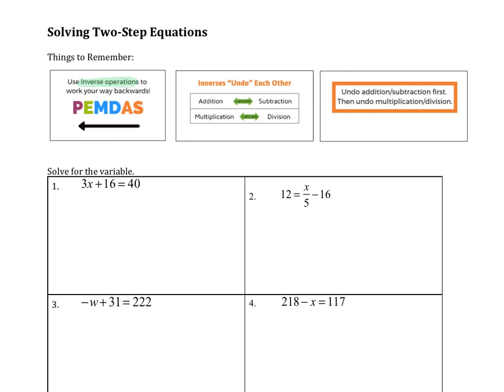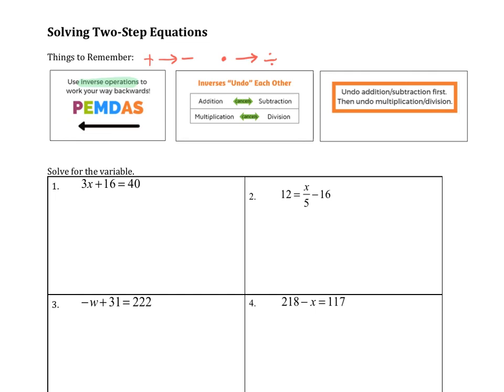And you've got to work your way backwards from PEMDAS, okay? So instead of doing multiplication and division first, we're now going to do adding and subtracting first. And remember, your inverse operations are adding and subtracting, and then multiplying and dividing. Those are your inverse operations, okay? So inverses undo each other. That's what the next one says: addition and subtraction, multiplication and division. It's written right there, okay?